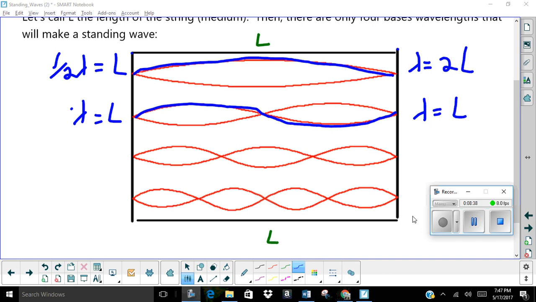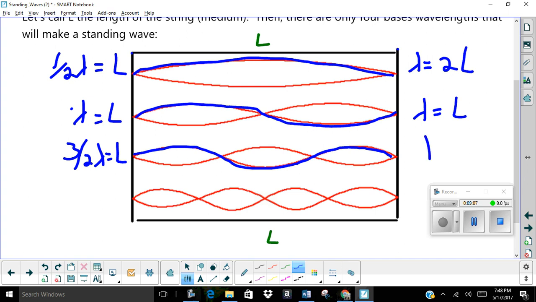In the third harmonic, what you will see here is that you have 1.5 wavelengths inside of the length of the string. 1.5 wavelengths equals the length of the string. Or I can say that 2/3 of the length of the string is going to be one wavelength. If I think about dividing this up into thirds, 1, 2, 3, one wavelength is 1/3, 2/3.